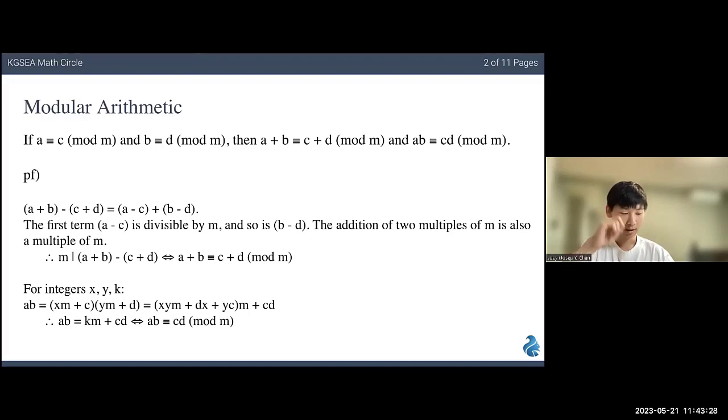Now for the multiplication proof, we can set A and B as xm plus C and ym plus D for some integers x, y, and k. Then after calculating AB using this substitution that we just did, we can find out that AB is km plus CD. And from the definition earlier, we could conclude that AB and CD are congruent modulo m.